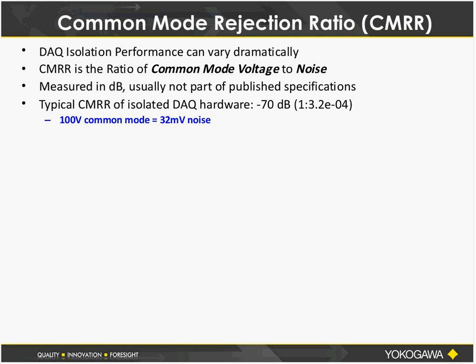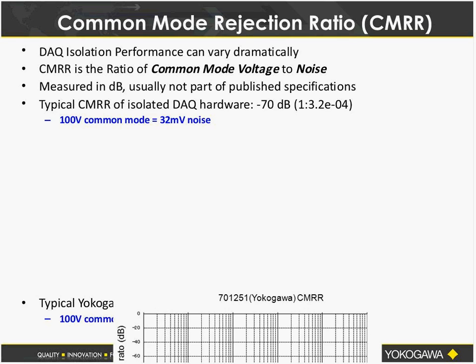Realistically speaking, that means if you have 100 volts of common mode noise in your signal, that will get converted to 32 millivolts of noise. So that's what that means. The isolation will protect your instrument, but CMRR determines the resulting noise of that isolation barrier.